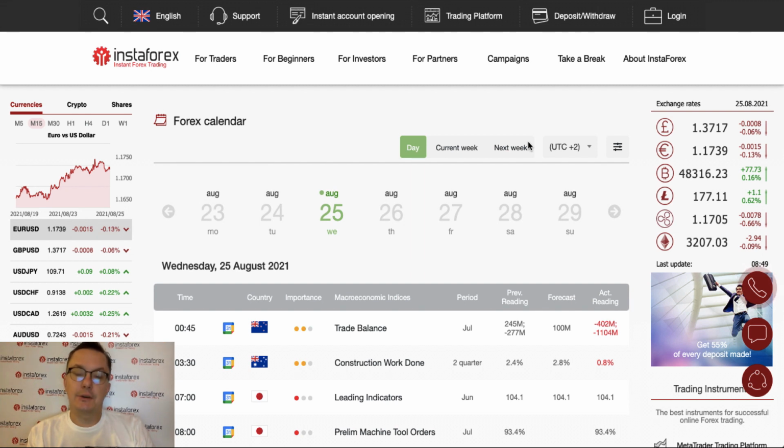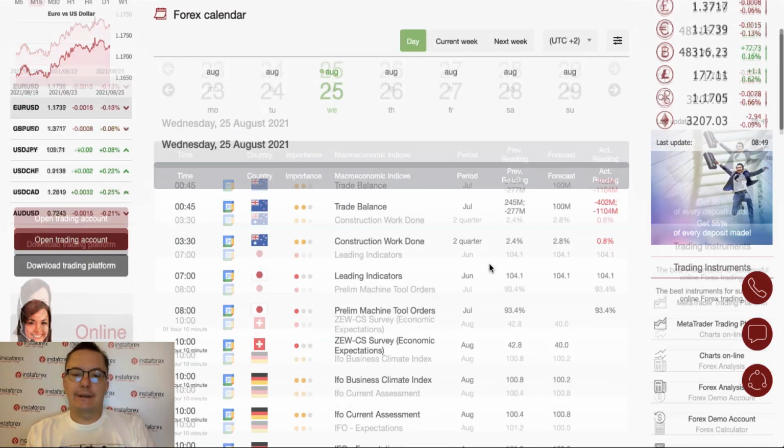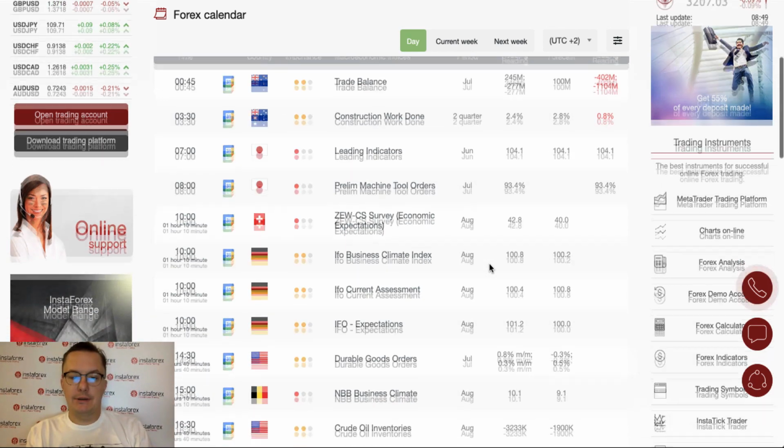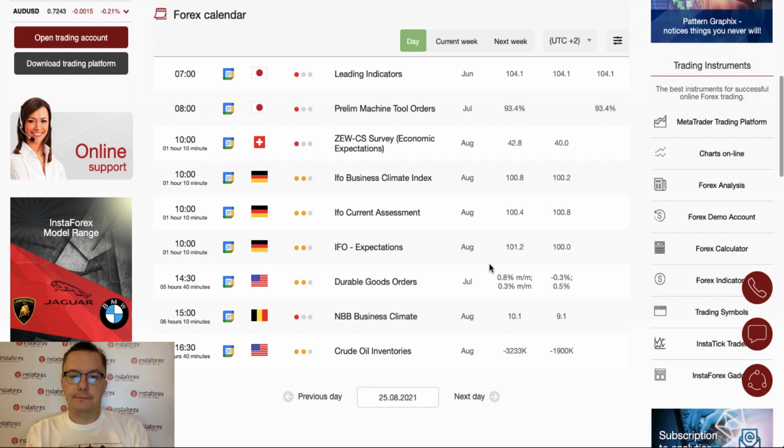Today is Wednesday 25th of August 2021. Let's take a look at the Forex calendar today. What do we have here? Trade balance and construction work done had been released from New Zealand and from Australia overnight, but they didn't have much impact on the markets.